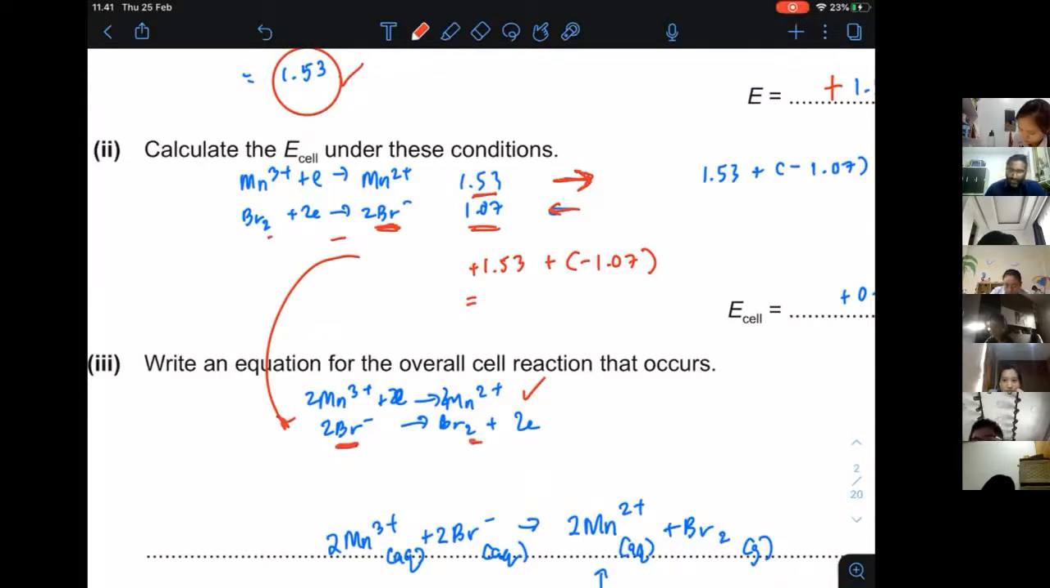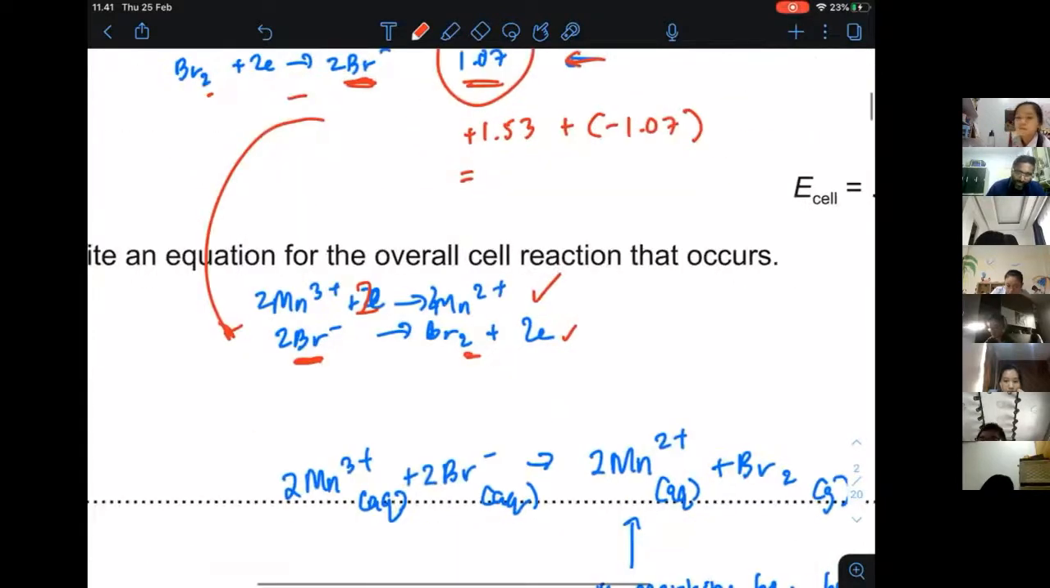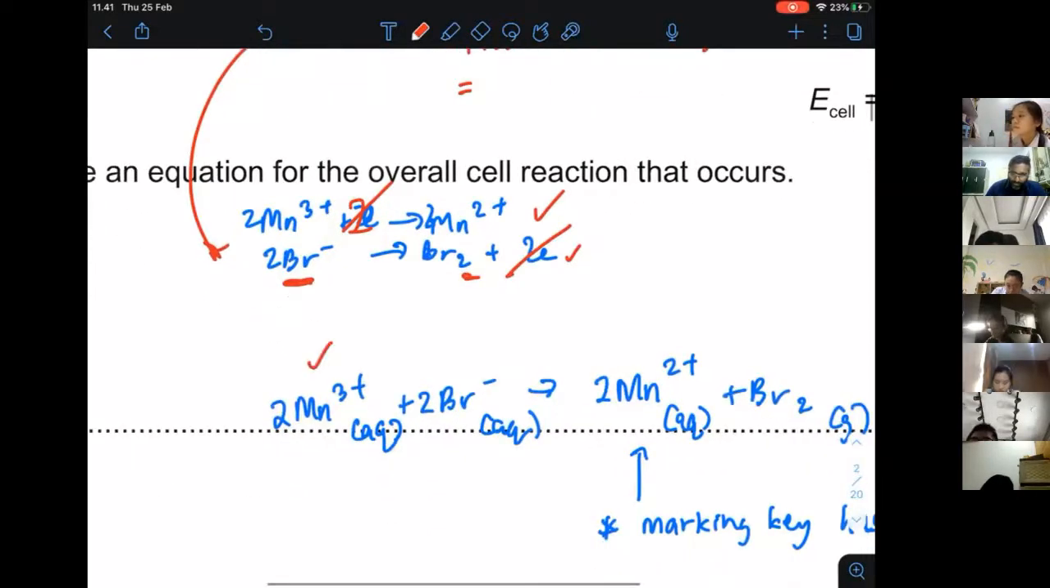But you need to balance the electrons, because of the 2 electrons here you need to times by 2. Do not ever times 2 over here for E cell. Please remember that. You times by 2 because you want to eliminate the electrons, and the electrons will cancel. Here you are going to get this equation.